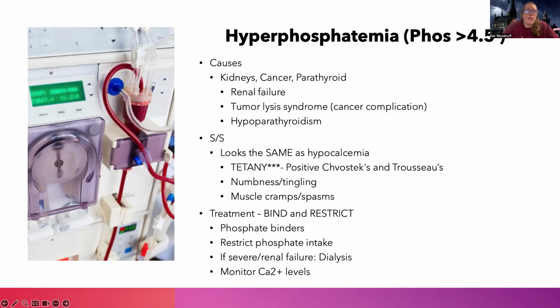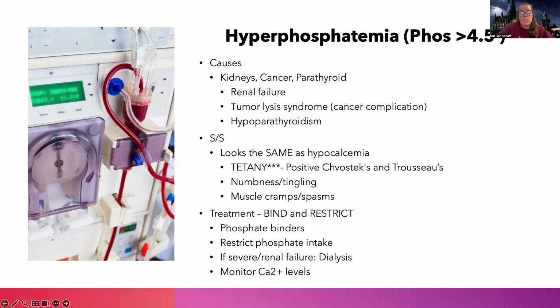So a high phos looks the same or similar to hypocalcemia. They can have things like tetany, maybe not to the same extent, but pretty close, because sometimes they might have high phosphorus and low calcium. Numbness, tingling, muscle cramps, and spasms. So very similar to that.